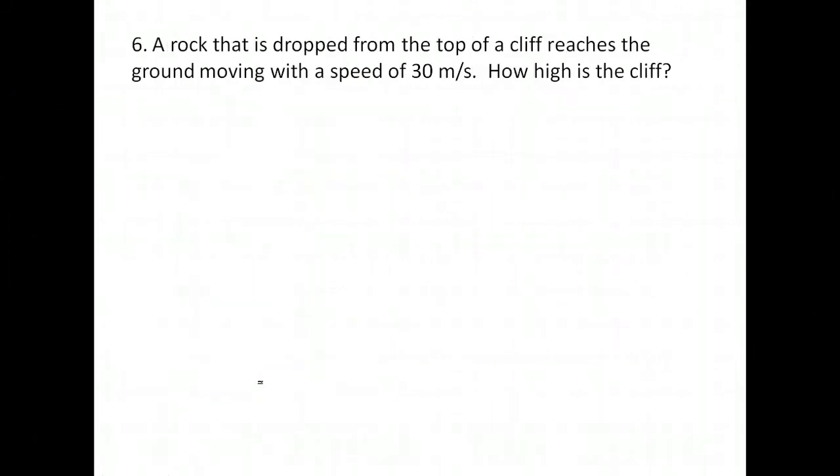All right, last question I want to work with you is question 6. A rock is dropped from the top of a cliff, reaches the ground moving with a speed of 30 meters per second. How high is the cliff? So if you wanted to imagine that one, looking at our cliff, I'll draw a little sketch for you right here. We've got our cliff, and then somebody throws a rock, and it comes down here. So they want to know how high is it from this point to this point.